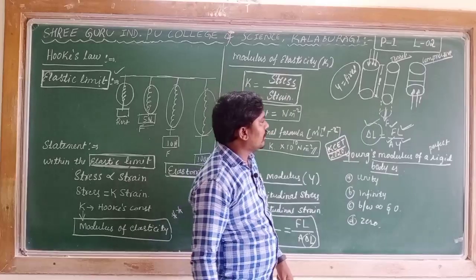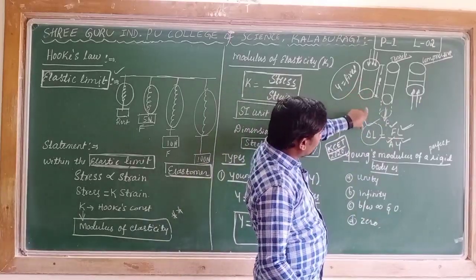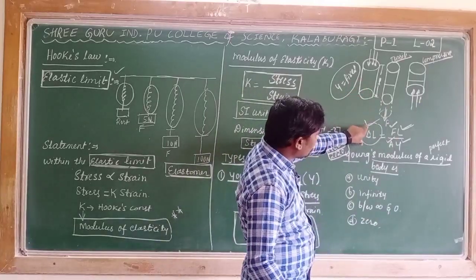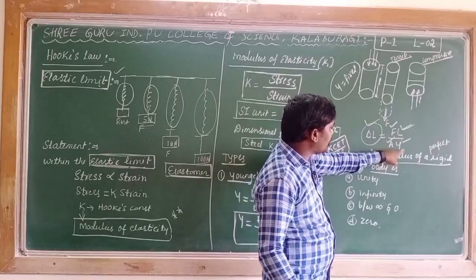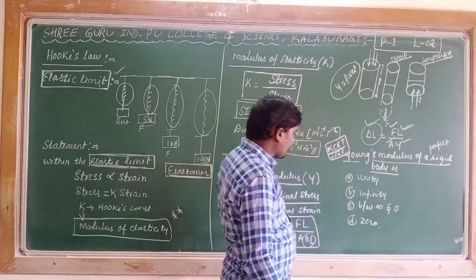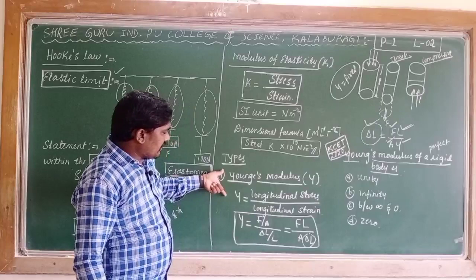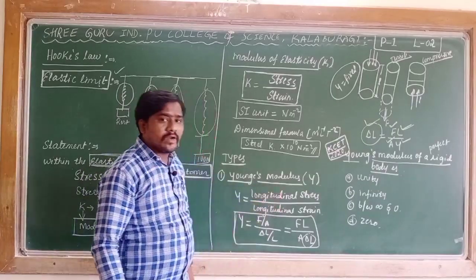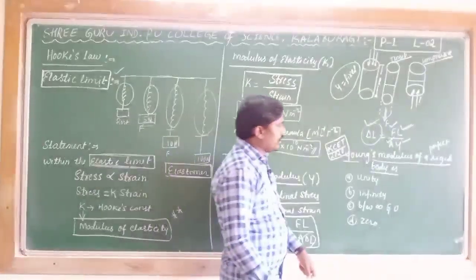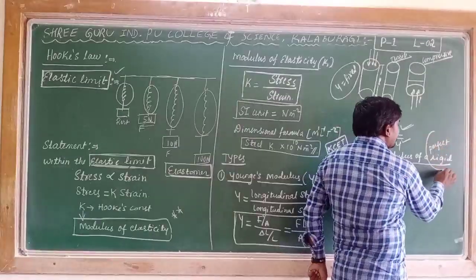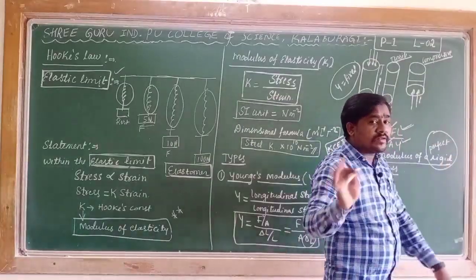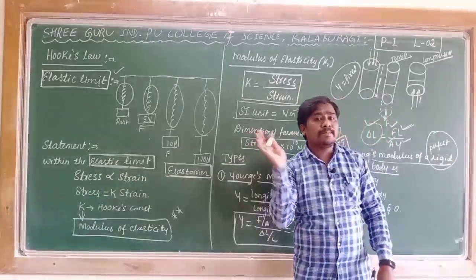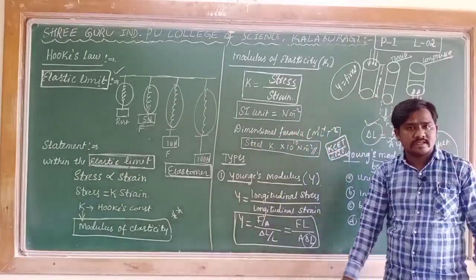Listen here, we got the relation delta L is equal to FL by A into Y. What is the definition for Young's modulus? Longitudinal stress by longitudinal strain. Listen here. Perfect rigid body means which is not going to change by applying a certain stress.